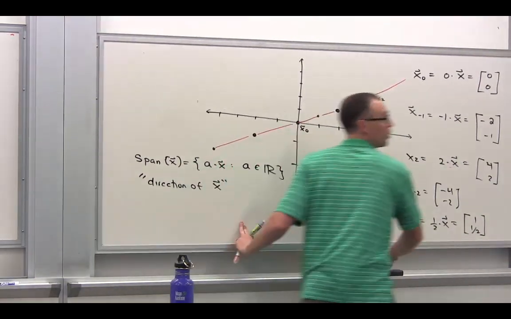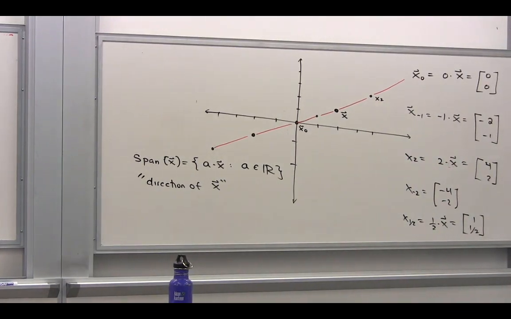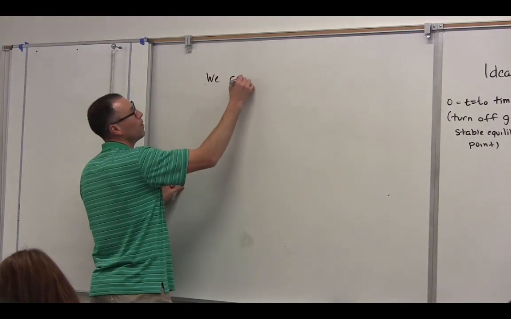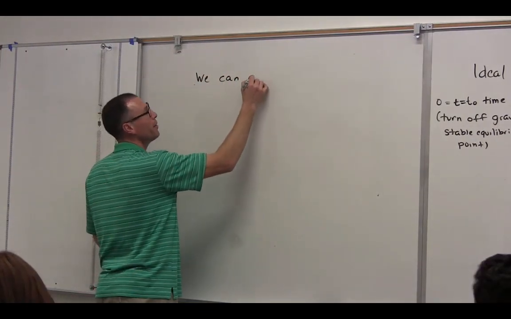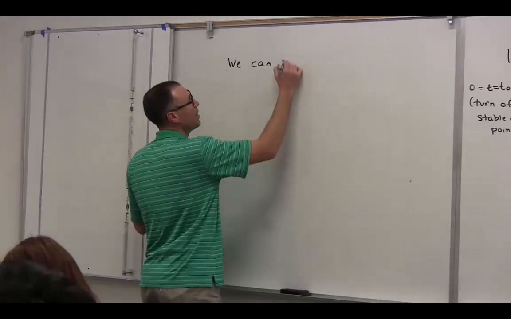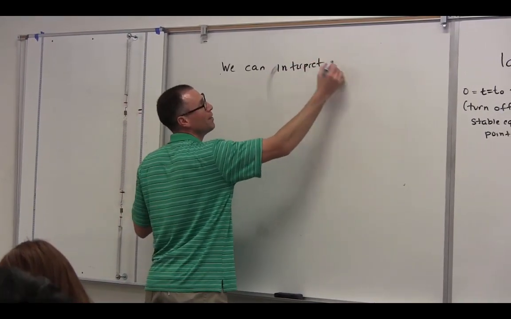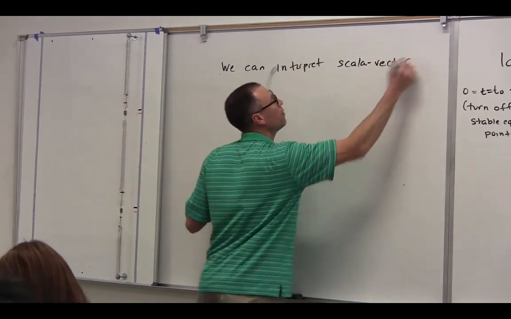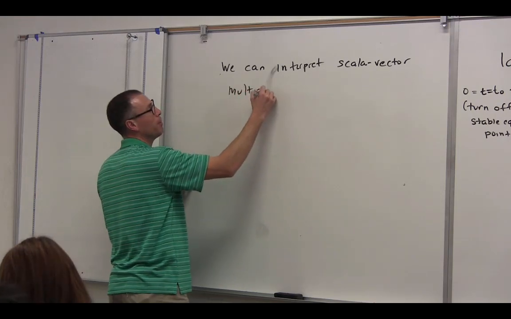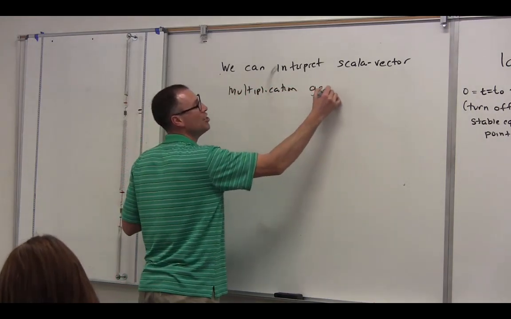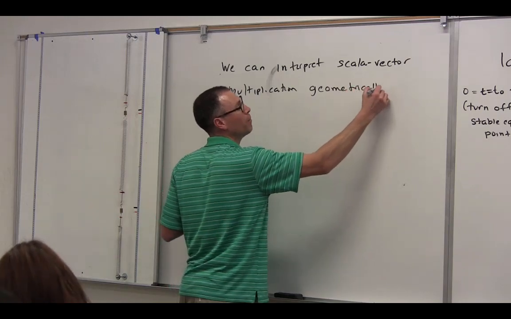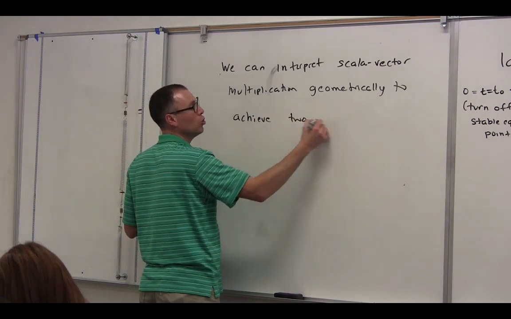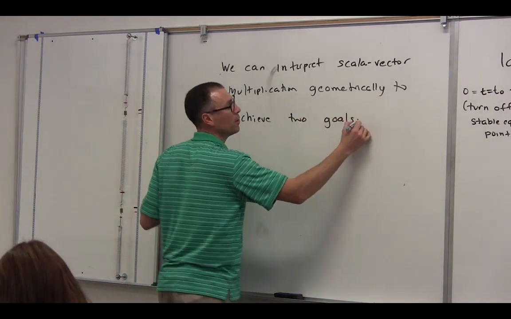I really like this, actually. We're going to come over here, and then we'll end today's lesson. So we can interpret geometrically, and we're going to do this for the rest of the quarter. We can interpret scalar vector multiplication geometrically to achieve 2 goals. What are the goals?